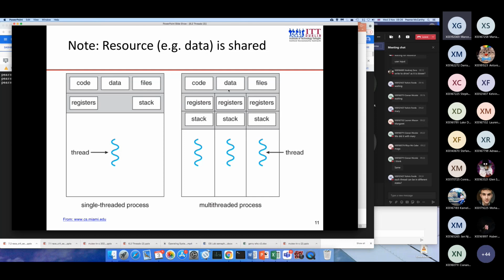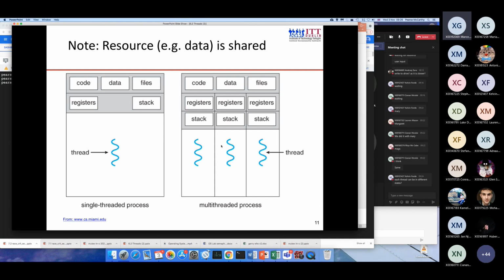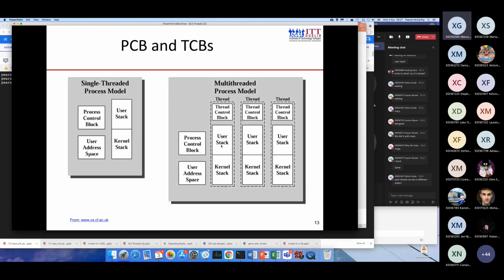So the code, global data, variables, and file handles are shared between these threads. But the threads themselves have enough in their space to be able to control their execution. Okay, we'll keep going. So, thread implementation. In a single threaded process model, the representative process includes the PCB, user stack, and kernel stack. So that's basically what that's saying. And I think there's another diagram here. Yeah, this diagram isn't as nice, but it's not a bad diagram.